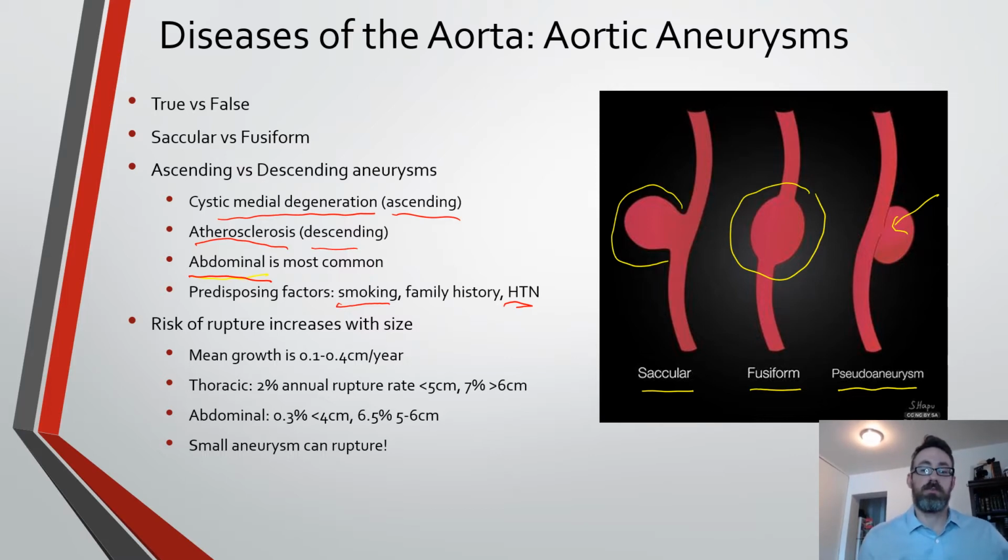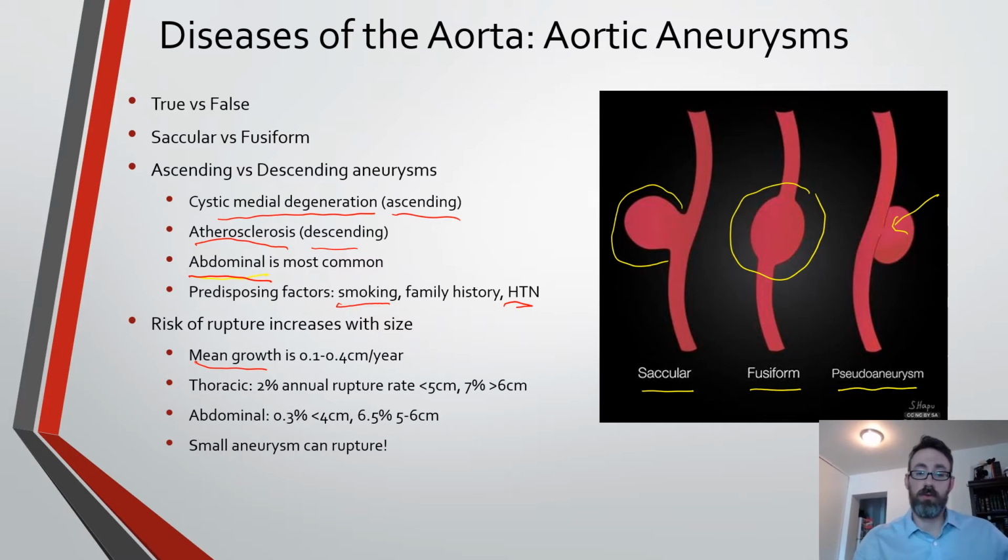In terms of risk of rupture, because that's what we worry about, as it starts to dilate, we're worried that it's going to actually break eventually, right? So the risk increases with size, which is sort of intuitive. Just a couple of stats here. Mean growth is typically from about 0.1 to 0.4 centimeters per year. That's the average growth of aneurysms.